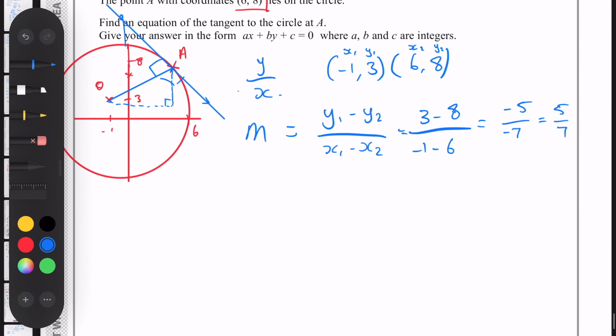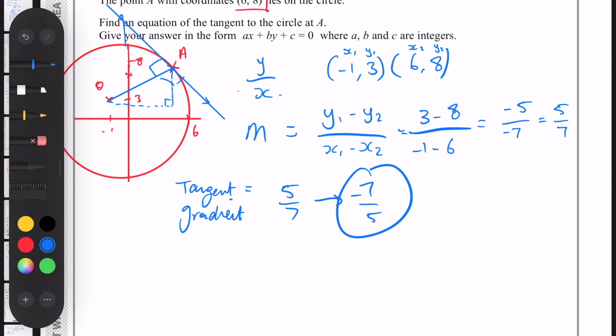That means the gradient of the tangent, they are always the negative reciprocals. You take 5/7, that's the gradient of the radius. You are going to then flip it, and that becomes 7/5, and then you've got to change the sign: if it's positive, it becomes negative. If it's negative, it becomes positive. So this is the gradient of the tangent, -7/5.